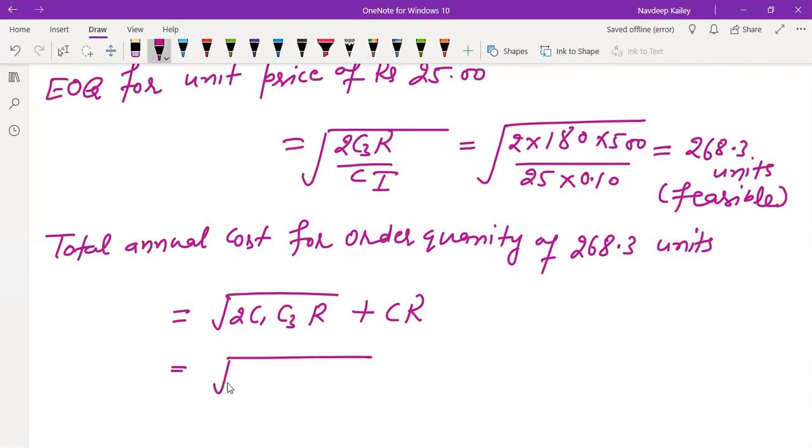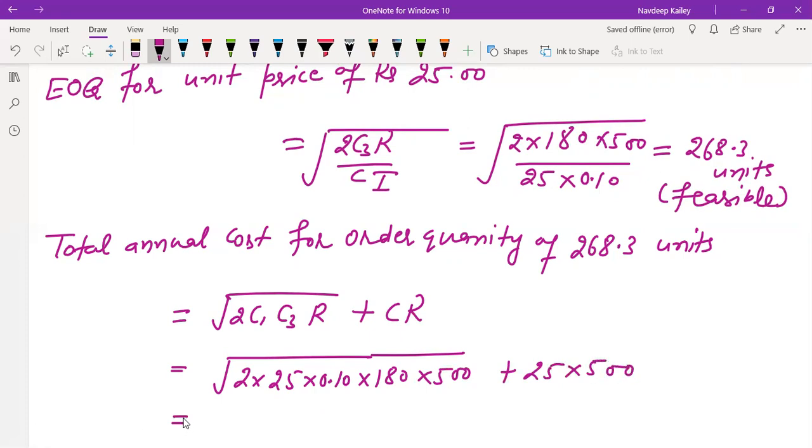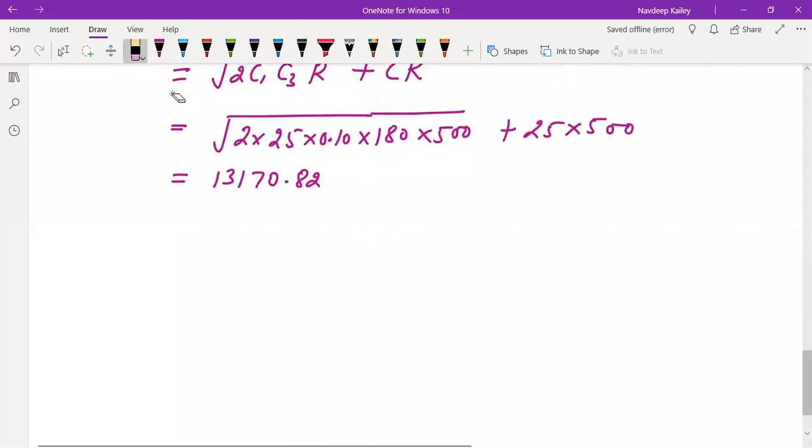Here it is square root of 2, C1 is corresponding to 25 rupees cost, that is 25 into 0.10. C3 is 180, capital R is 500, plus capital C is 25, capital R is 500. After calculations, we will get 13170.82.